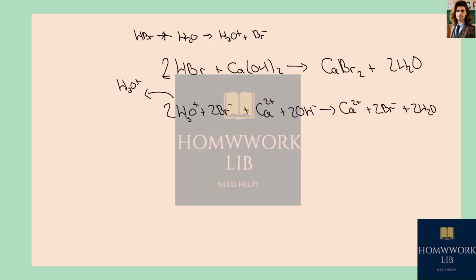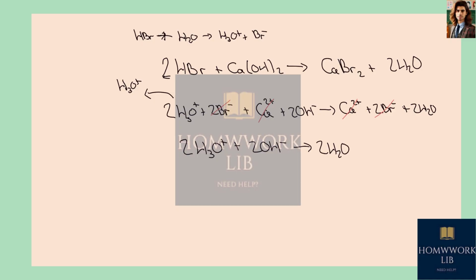So now, in order to get the net ionic equation, we're going to cancel things that do not react and stay the same on both sides of the equation. For example, calcium 2 plus stays the same, bromine stays the same. So the net ionic equation in this case will be two equivalents of H3O plus plus two equivalents of OH minus, producing two equivalents of water.